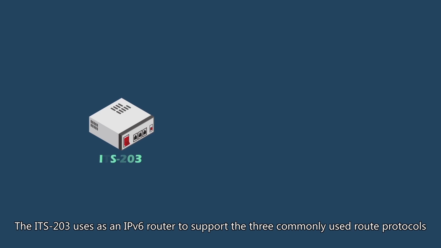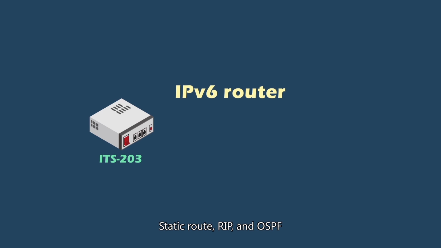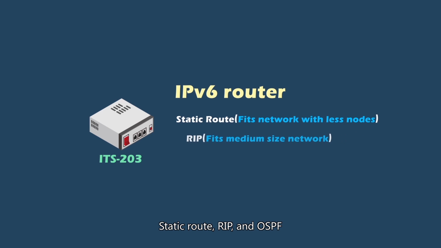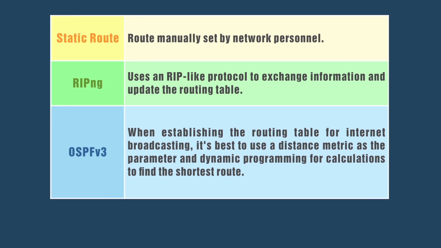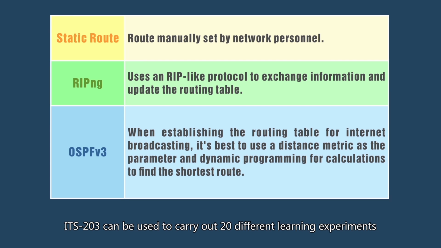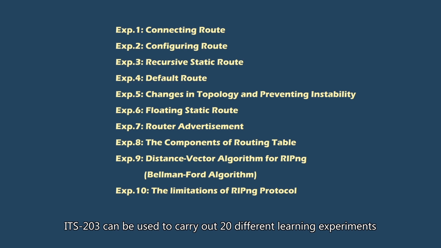The ITS 203 uses an IPv6 router to support the 3 commonly used routing protocols: static route, RIP, and OSPF. ITS 203 can be used to carry out 20 different learning experiments.